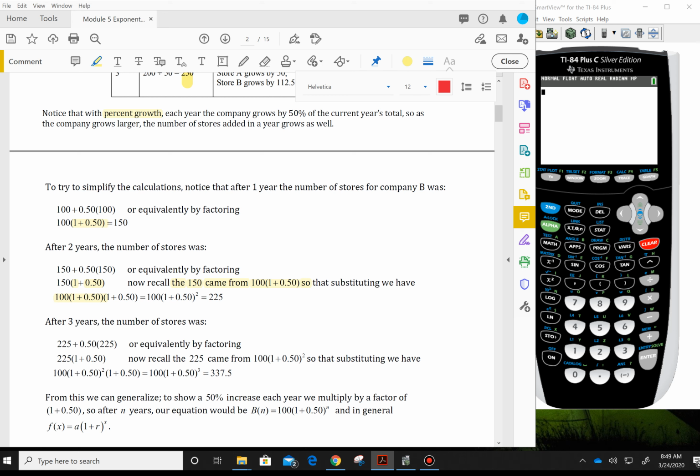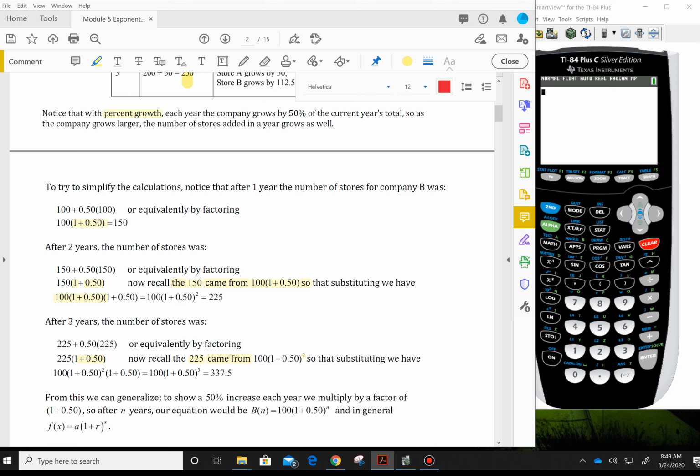After 3 years, we started with the 225 stores. We grew by 50% of 225. Again, notice the common factor of 225 that I can pull out, leaving the growth multiplier. But again, remember where the 225 came from on our previous line. If we replace the 225 with the 100 times (1 plus 0.50) squared, we now have 3 factors of the growth multiplier, which I'll write as a cube, and we have the 337.5 stores.